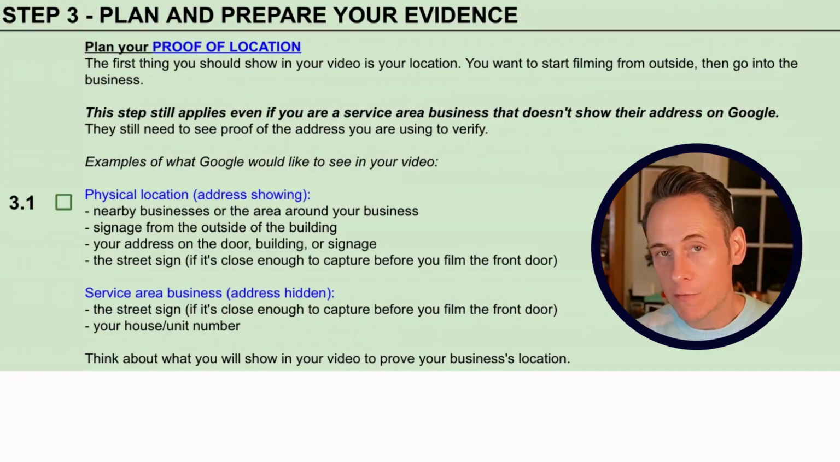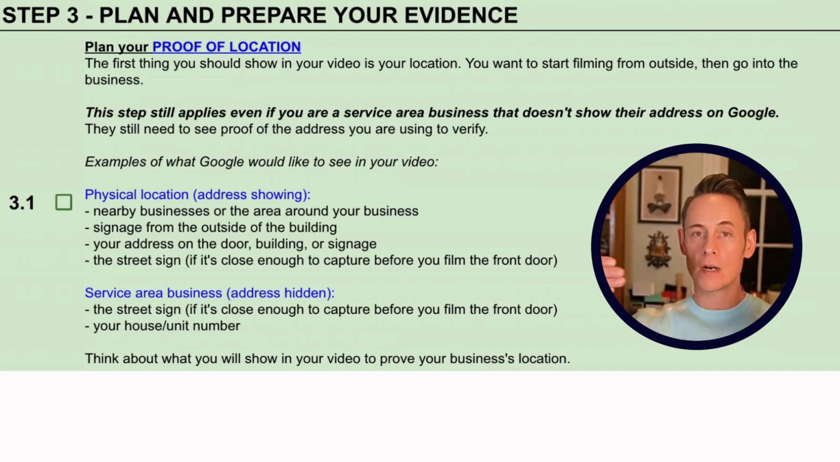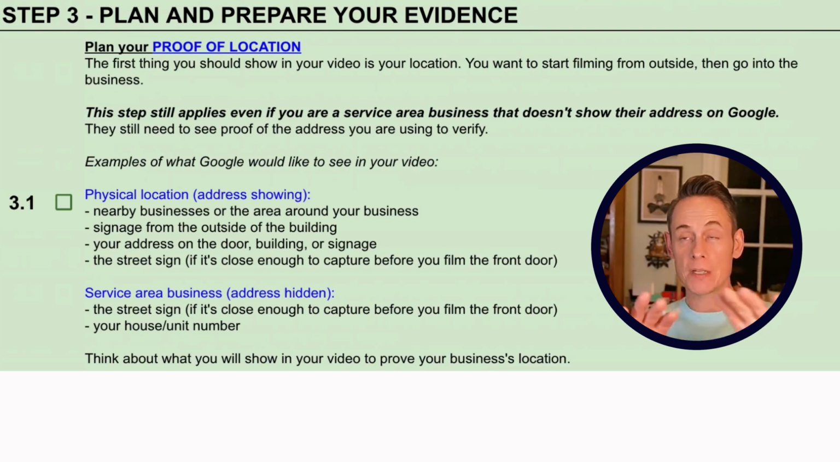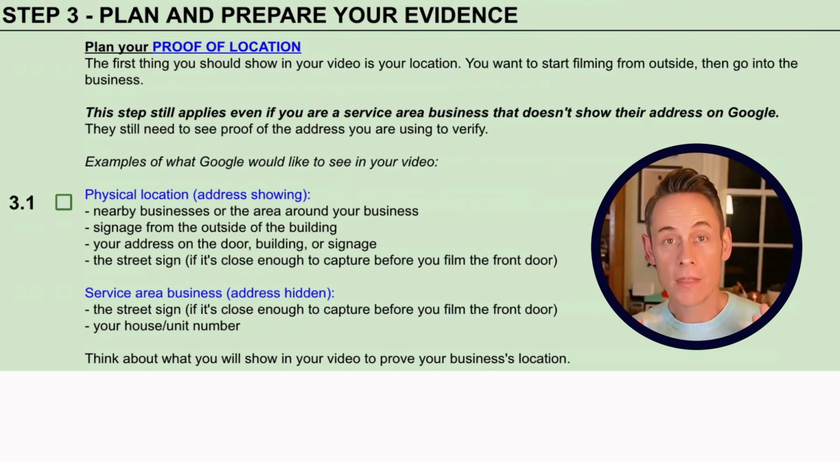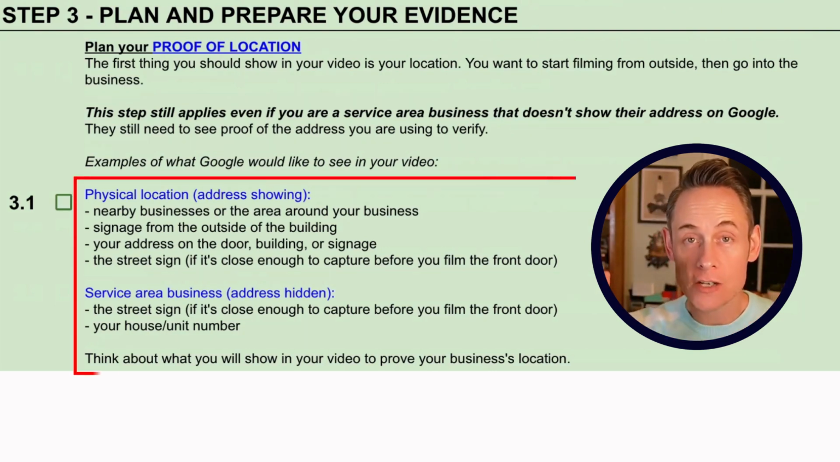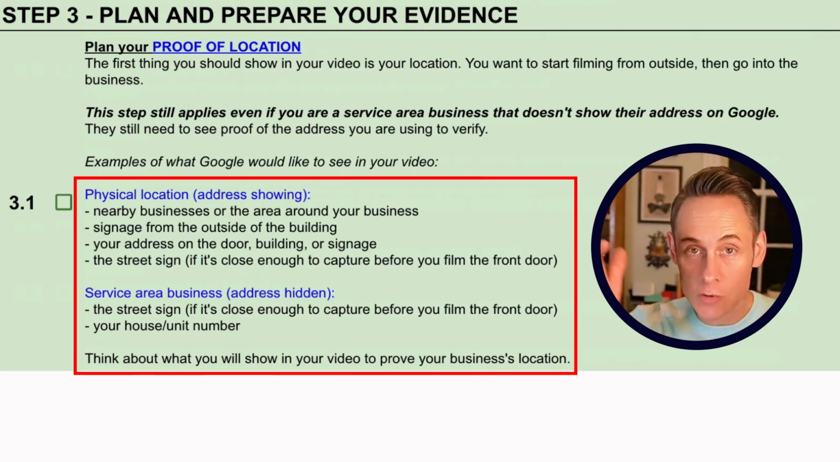All right, step 3, this is where you're going to plan out what you're going to show in your video. And there's 4 key components to this. So the first part is you have to prove your location. And you typically do that by starting your video from on the street, showing the building and the surrounding buildings. Then you have to walk up and show the address on the actual building itself.